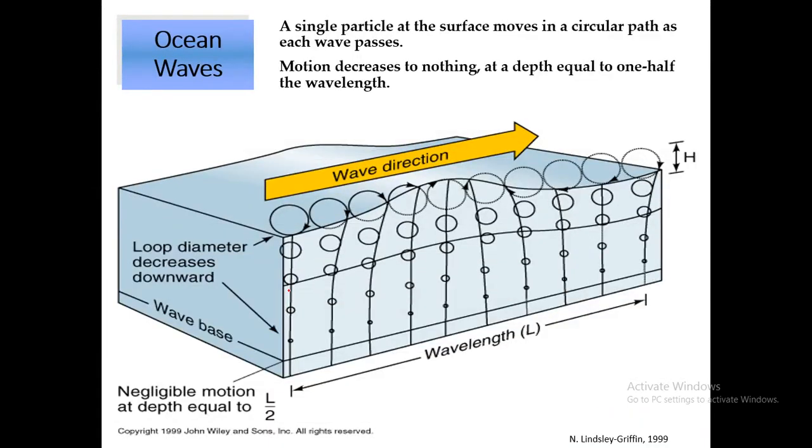Okay, imagine you are in an ocean wave. There's a single particle and you letak one debris ke, or there's a bird, you know, just hanging around dekat on the surface of the ocean. You can kind of notice it will move in a circular path as each wave passes. Dia akan move in a circular path, tapi dia akan move towards the wave direction juga. Boleh tahu kan dia akan move macam tu. Okay. Kind of notice you're going to move that way.